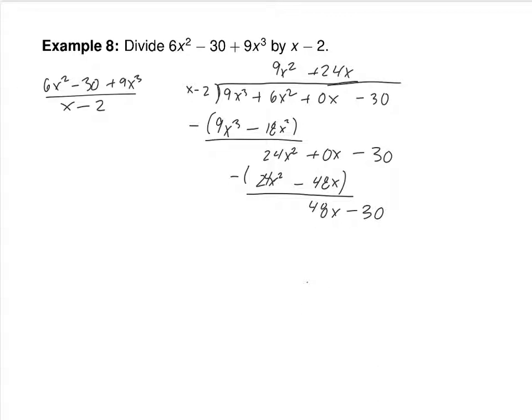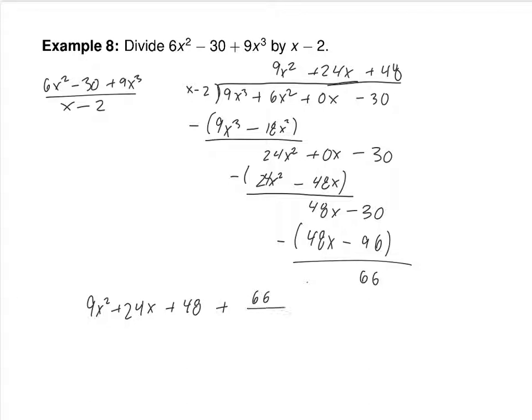And if you line your things up, like you put your x squareds over your x squareds and your x's over your x's, you can tell you're going to stop when you're on that constant term. It's your last one. So what do you multiply x by to make it match 48x? 48. So 48x minus, I think that's 96. Take it away, and your remainder is 66. So your answer is 9x squared plus 24x plus 48 plus 66 over x minus 2.